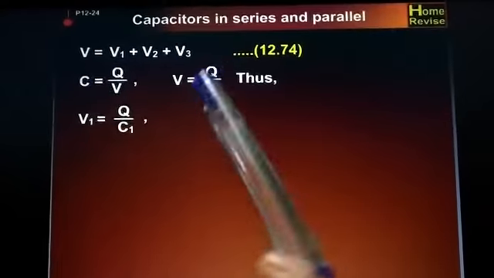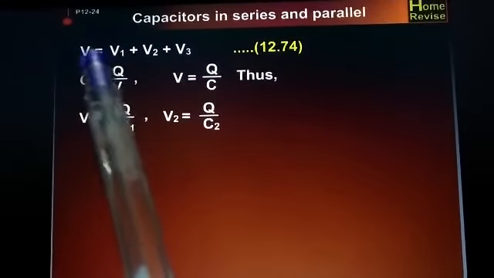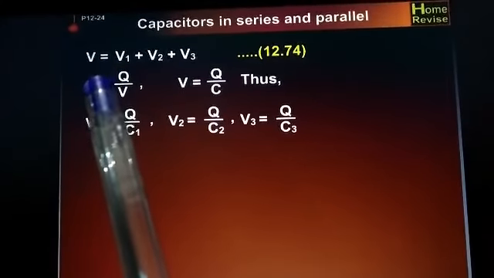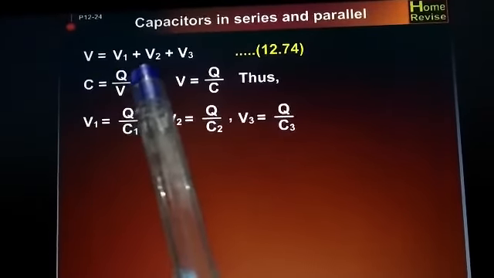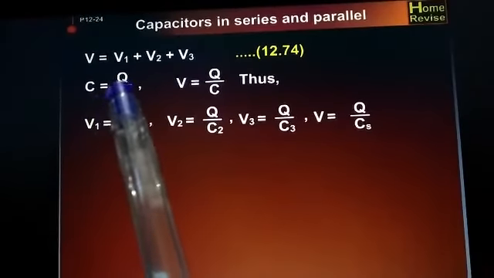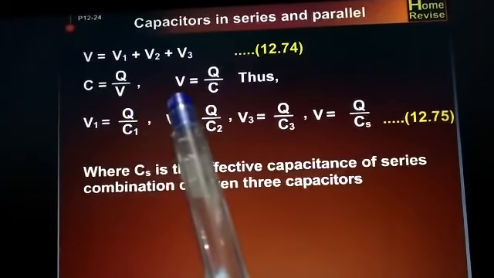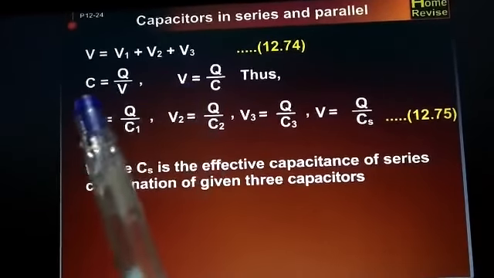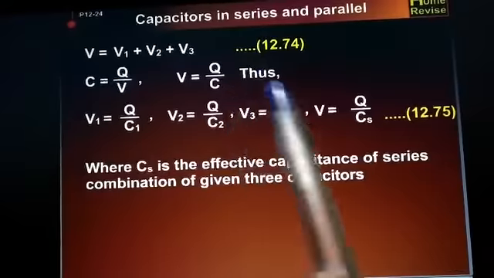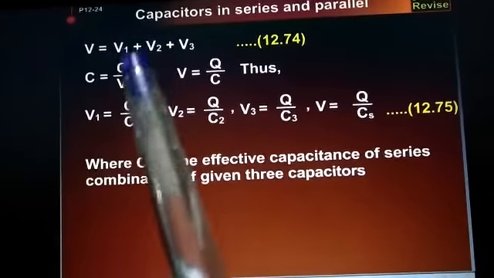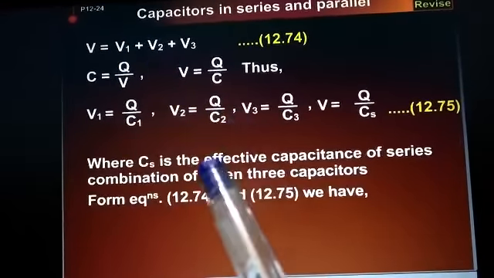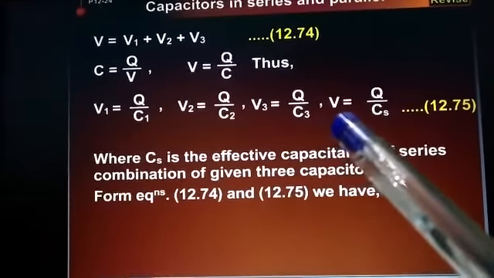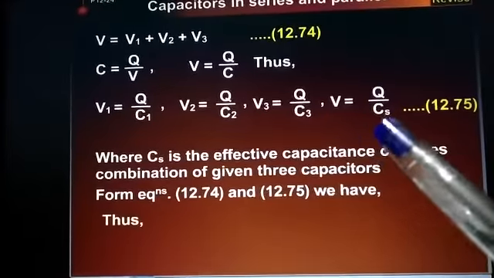So here the voltage varies. V is the total potential difference, so V is equal to V1 plus V2 plus V3. We know the formula C is equal to Q upon V. Rearranging this equation for V, we get V is equal to Q upon C. Thus V1 is equal to Q upon C1, V2 is equal to Q upon C2, and V3 is equal to Q upon C3, and V is equal to Q upon Cs.